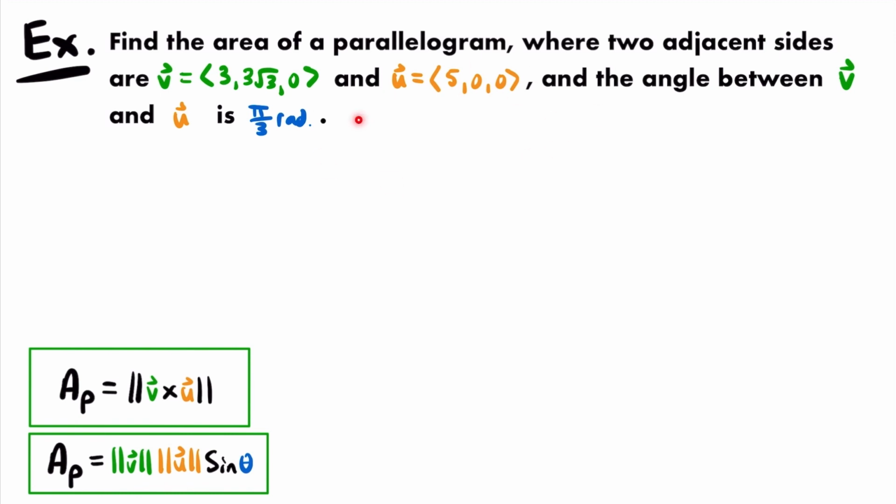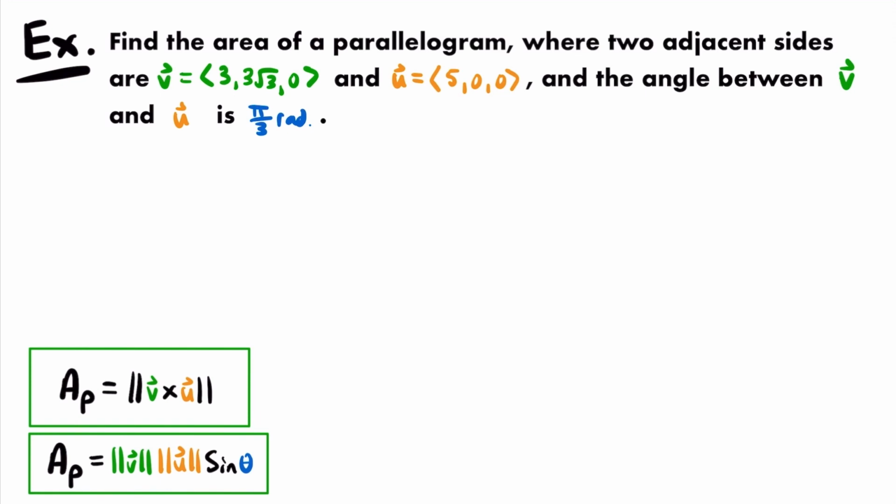Okay, so here's our first example. We want to find the area of a parallelogram where two adjacent sides are vector v and vector u, and the angle between vector v and vector u is pi divided by 3 radians. Okay, so in this problem, we're actually going to use both of the formulas that we looked at for calculating the area of a parallelogram using the cross product.